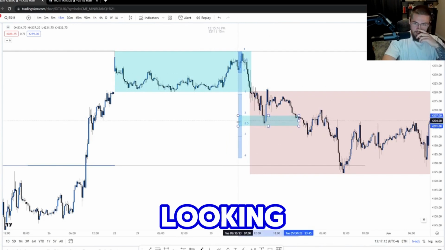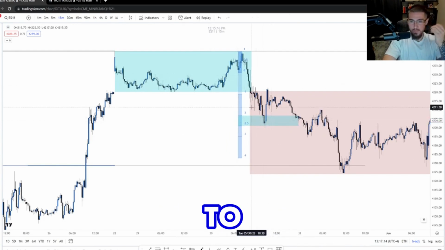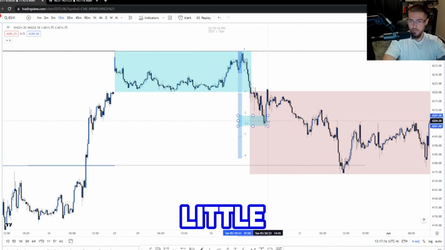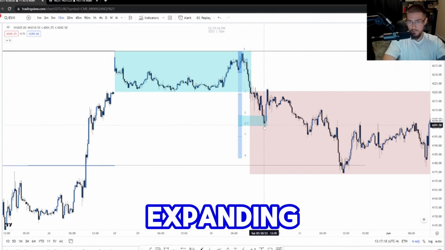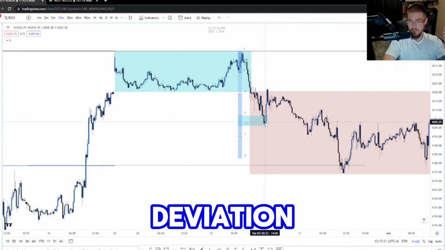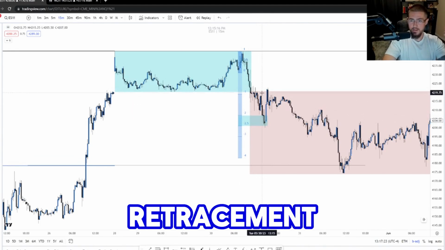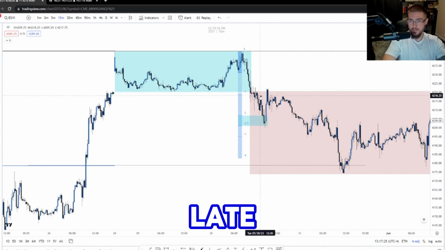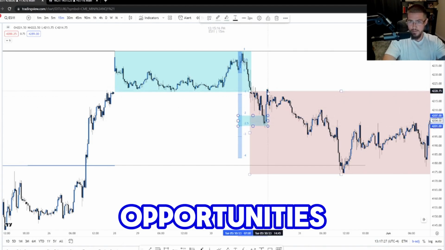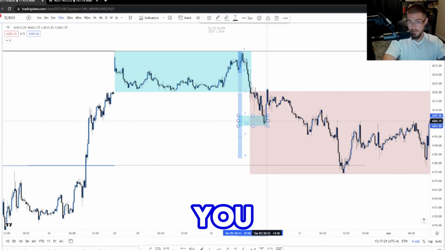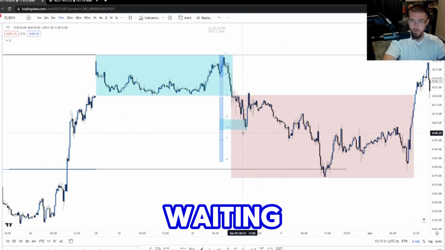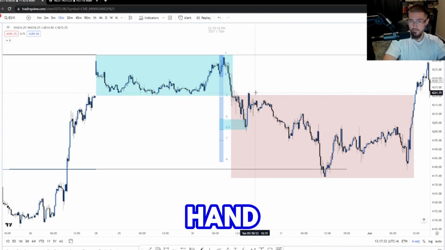But if we're looking at where the market is likely to change the state of delivery a little bit, which means instead of just expanding rapidly through the second to second and a half standard deviation, you're likely to get some kind of retracement here and come up and clear out some late trades. So this can provide long opportunities, and it can also keep you from getting stopped out on shorts, or waiting for the market to show you its hand, right?